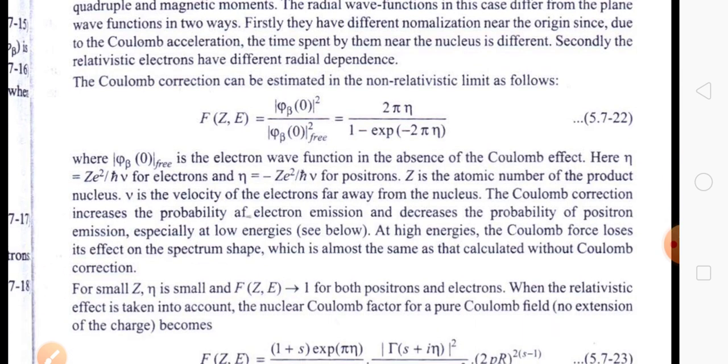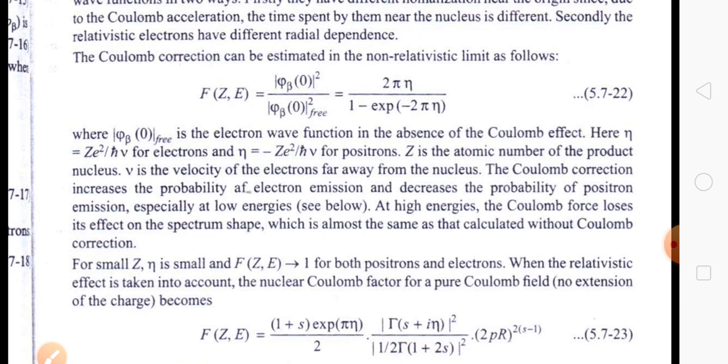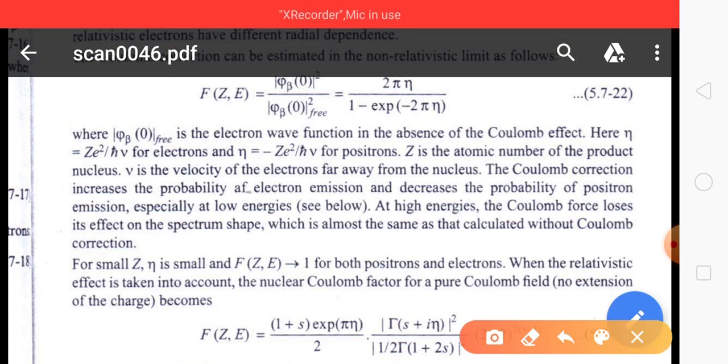There is the Fermi distribution function F(Z, E), that is 2 pi eta divided by 1 minus exponential of minus 2 pi eta, where the denominator term is the electronic wave function in the absence of the Coulomb effect. Here eta is equal to Ze squared divided by h cross v. Please do remember this.